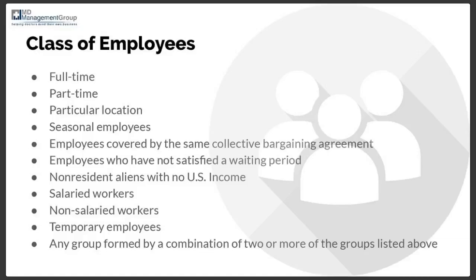Seasonal employees, you probably wouldn't do that. Employees covered by the same collective bargaining agreement. We don't have collective bargaining agreements, so that's probably not an issue. Employees who have not satisfied a waiting period. You could say, I'm going to give the ICHRA plan to anybody who has been here for 90 days or longer. That might be a way to cover all your employees, but they had to be here for a certain period of time, or maybe they have to be here for a year before they get into the ICHRA plan. That would be another option.